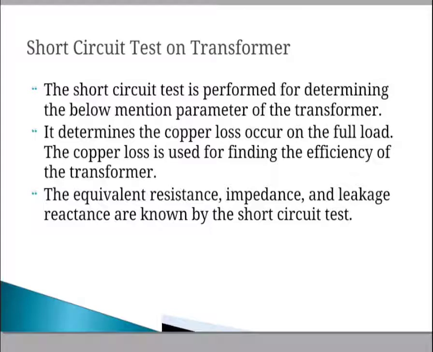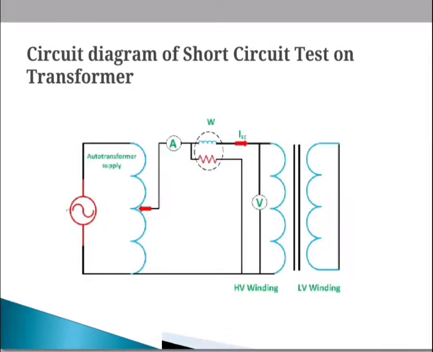Then from this test we calculate the equivalent resistance, impedance and leakage reactance by using the short circuit test. The short circuit test is performed on the secondary side or high voltage side of the transformer, and the measuring instruments like wattmeter, voltmeter and ammeter are connected on the primary side of the transformer.